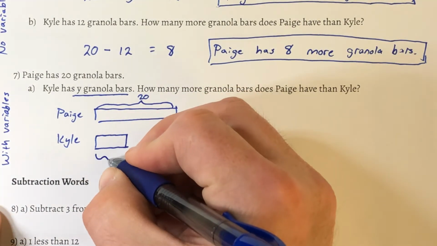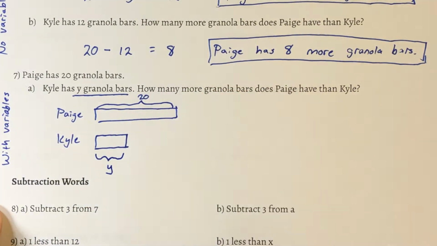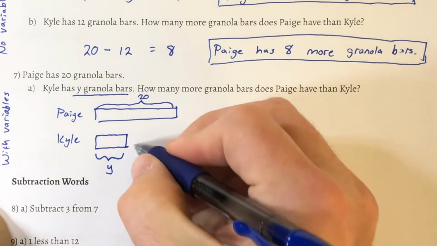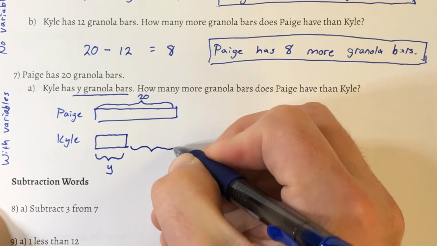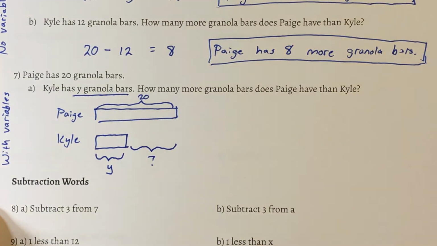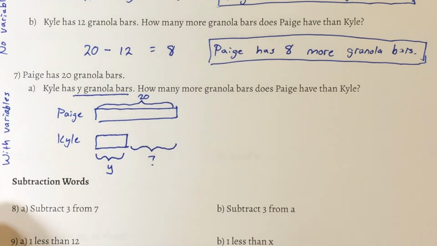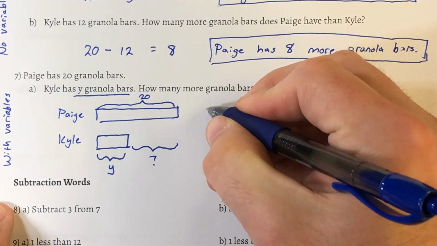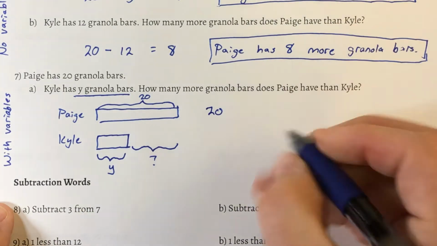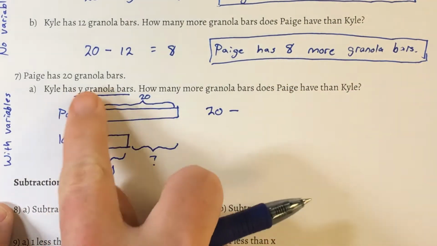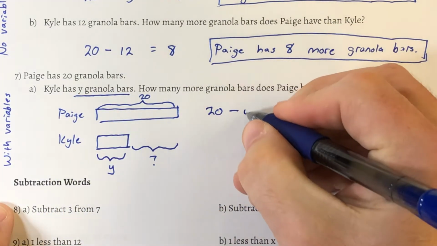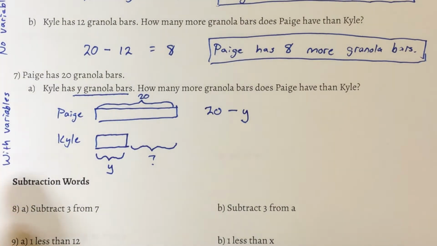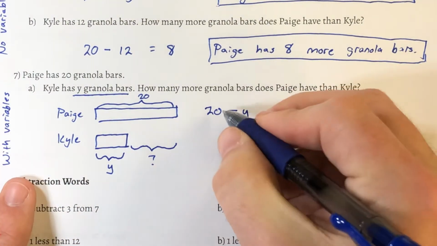Again, we're using Y because we don't know how many he has. And we want to know how many more. So in other words, we want to know this part. So what are we going to do? Subtraction, just like the other problems. So we start with who has the most, 20. We're going to take away how many Kyle has. We don't know. So we're going to subtract Y. That's how many Kyle has. We don't know it. What is 20 minus Y?